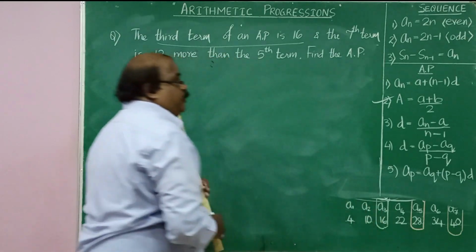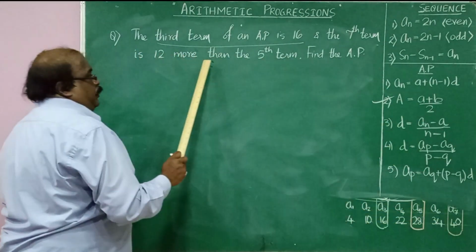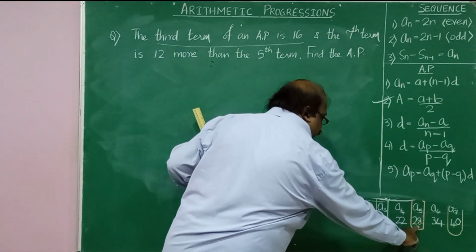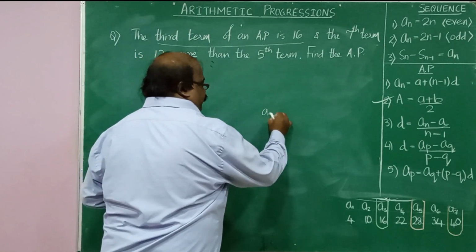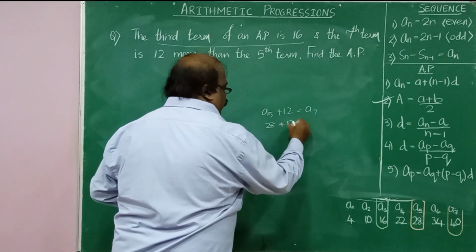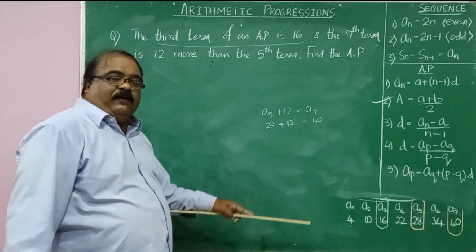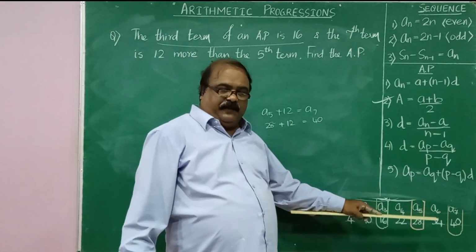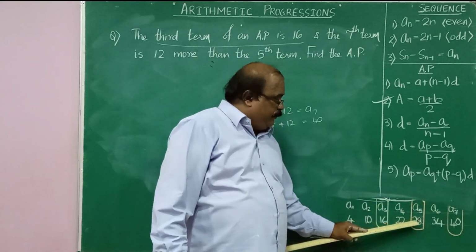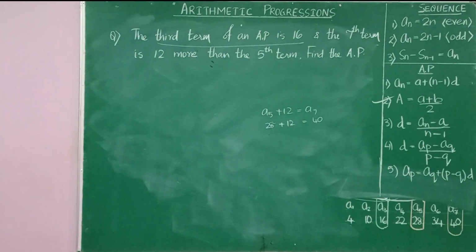Third term is 16. What was my second relation? The seventh term, which is 40, is 12 more than the fifth term. Correct? Is the seventh term 12 more than the fifth term? Yes. A5 plus 12 is A7. What is A5? What is 28 plus 12? 40. I formed a sum by writing one arithmetic progression. I told you that the third term is 16 and I gave the relationship between the seventh and the fifth term. And I am asking you to find the arithmetic progression.